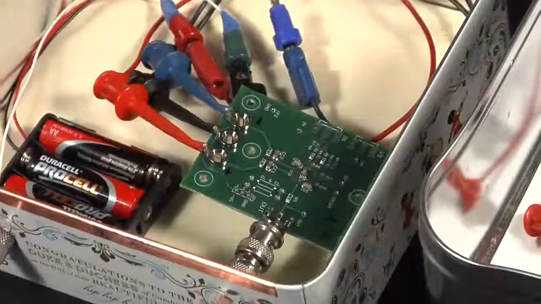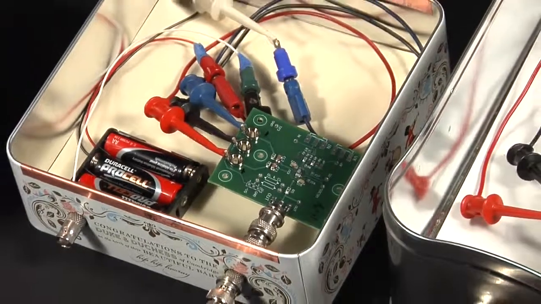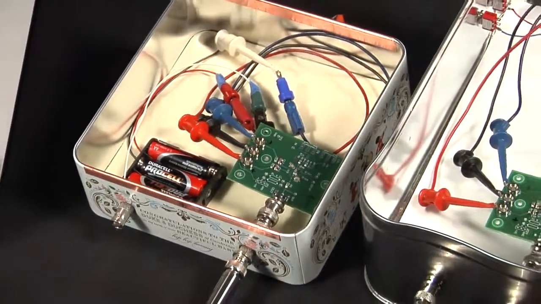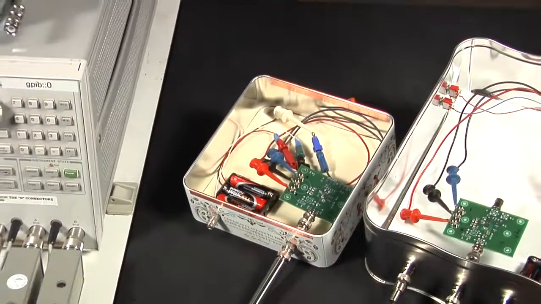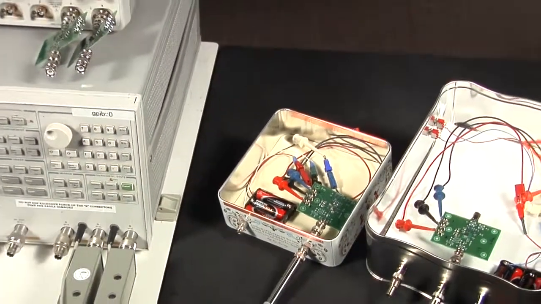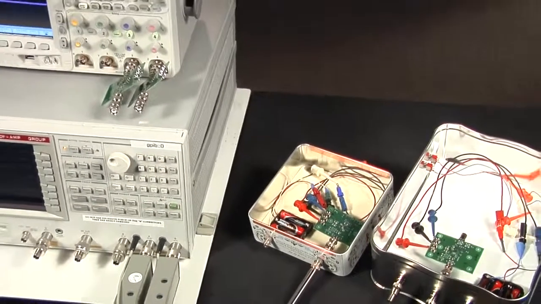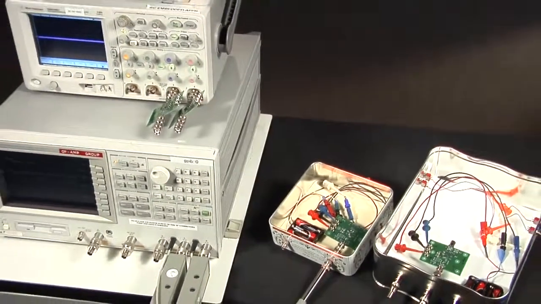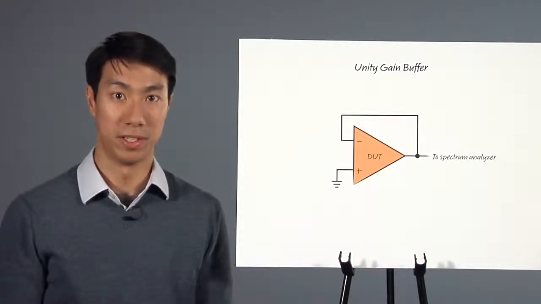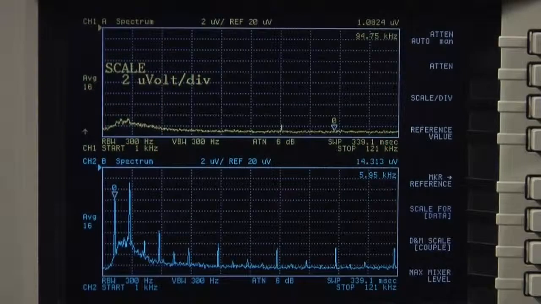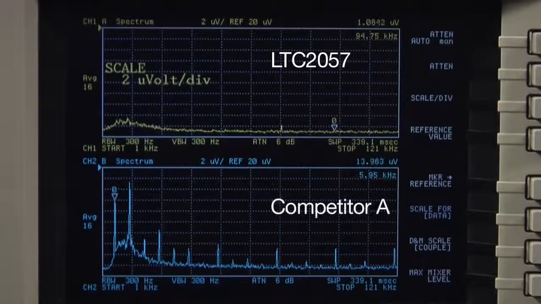In order to observe this artifact, the LTC2057 and a competitive zero-drift amplifier have been configured as unity gain buffers with their inputs grounded. The output spectrums will reveal the amount of ripple that is produced in each device. Let's see what this looks like on the spectrum analyzer. The top trace shows the output of the LTC2057, and the bottom trace shows that of competitor A.